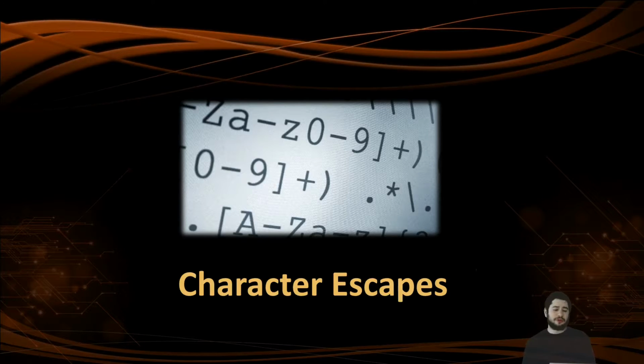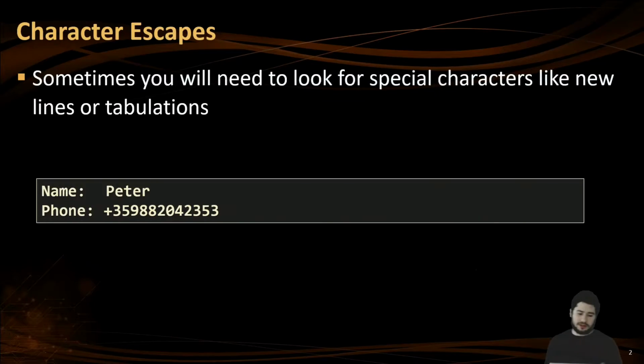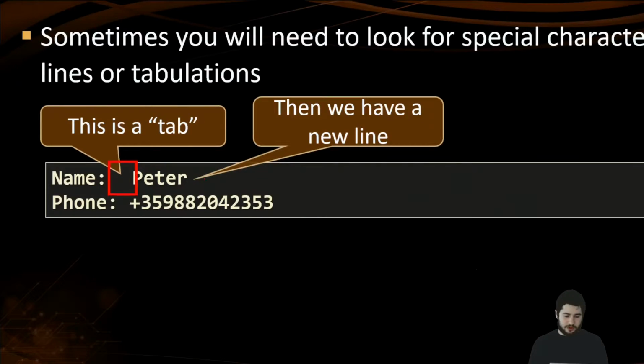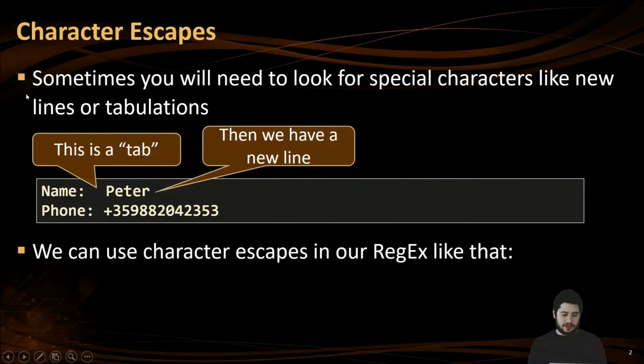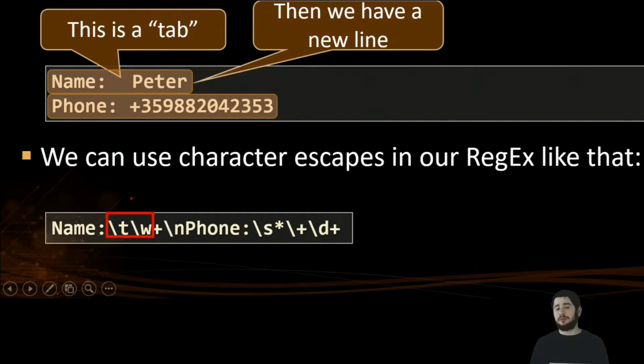A short video about character escapes, which we have to mention in regex. Sometimes you need to look for some special characters, and these special characters might be a tab, for example this, or a new line. The way you can match this is by using an escape character, just like in normal programming.